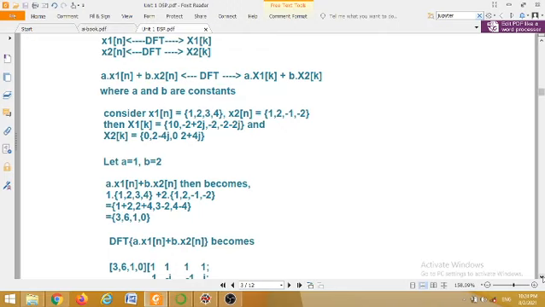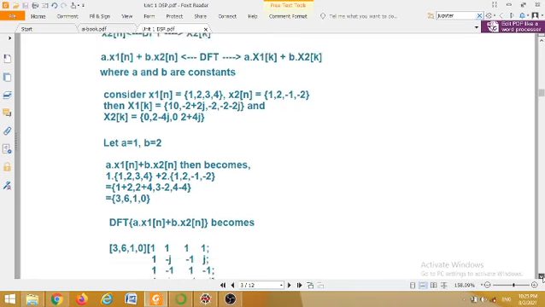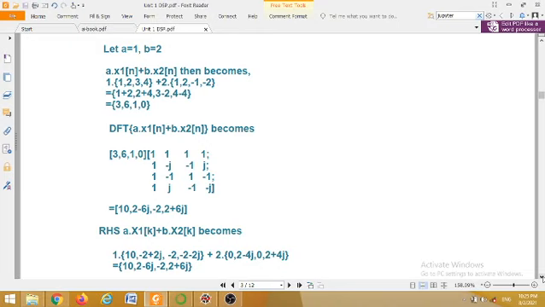Taking the left hand side, it is a into x1 of n plus b into x2 of n. Substituting a equal to 1 and b equal to 2, x1 of n equal to 1, 2, 3, 4 and x2 of n equal to 1, 2, minus 1, minus 2, we get 3, 6, 1, 0. The DFT of a into x1 of n plus b into x2 of n, that is the DFT of 3, 6, 1, 0, gives 10, 2 minus 6j, minus 2, and 2 plus 6j.